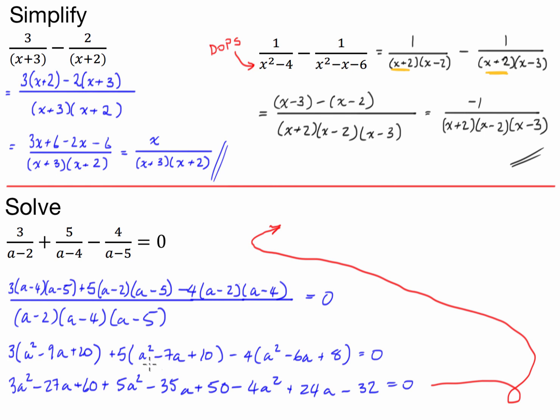So we've got 3a squared plus 5a squared is 8a squared. Take 4a squared is 4a squared. Then we have negative 27a minus 35a plus 24a. So we could combine the first and last ones first to get negative 3. Negative 35 minus 3 is negative 38. And we have 60 plus 50 is 110, minus 32 is 78.